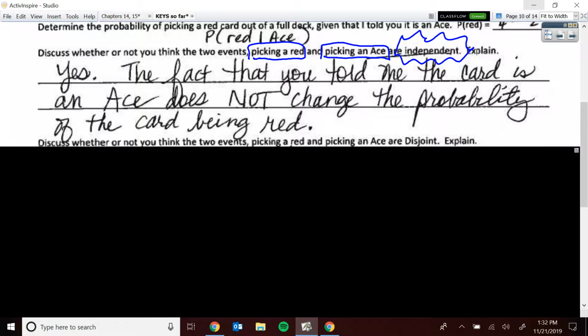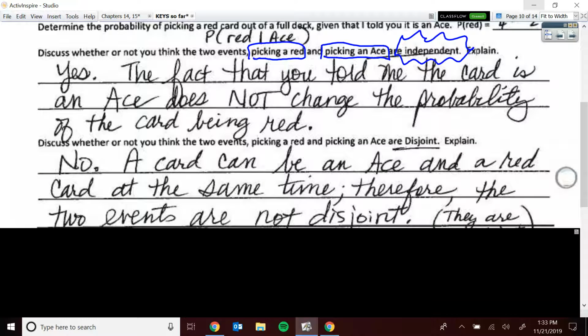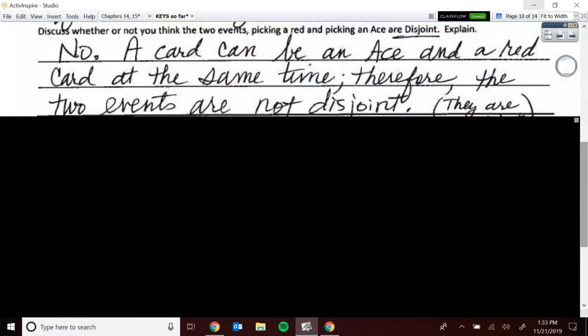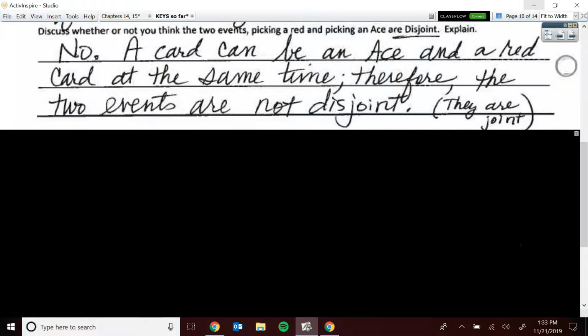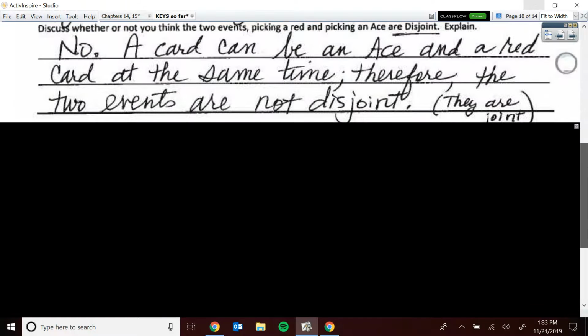Now, evens tell the odds about whether being a red and being an ace are disjoint. Go and explain why. So are they disjoint? No. Why not? Because you can have a red ace. Because red and ace can happen at the same time, they are not disjoint. They're joint.